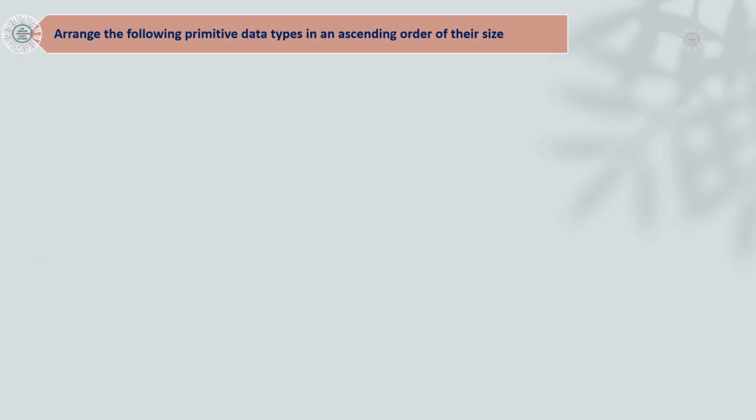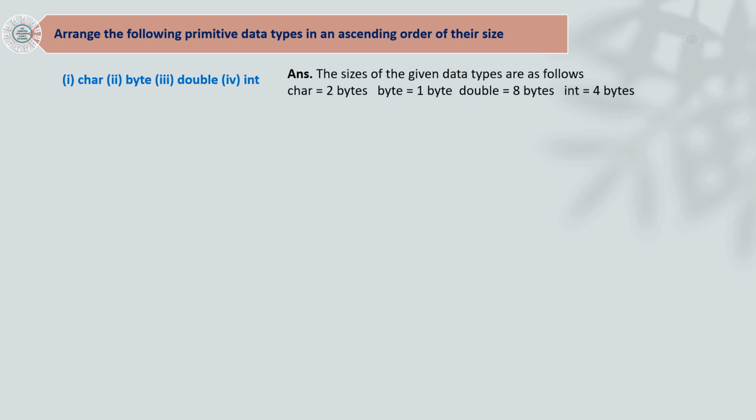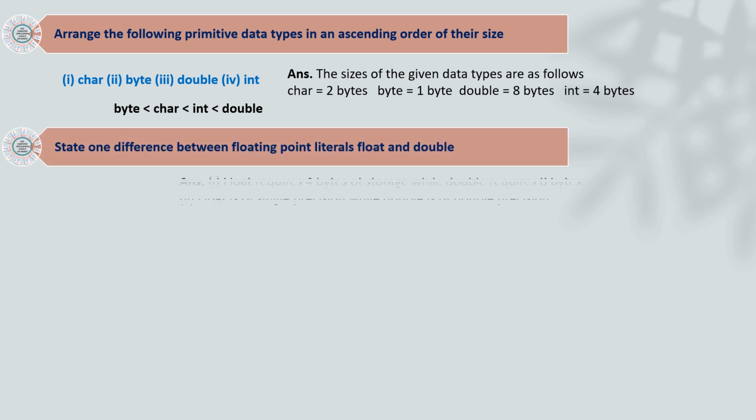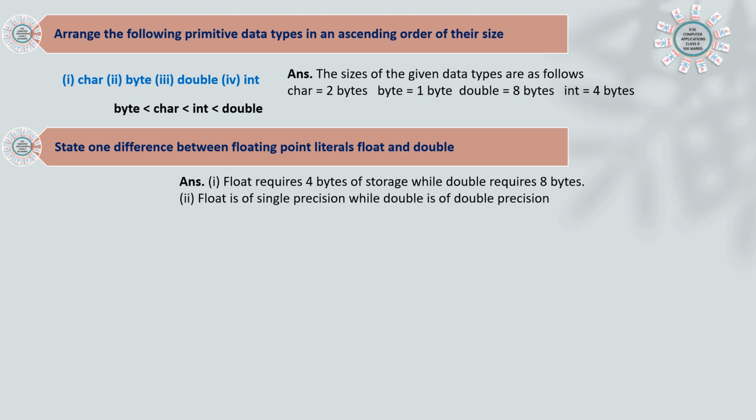And now coming to this type of question: arrange the following in ascending order. In this case, again, we should know the size in bytes. char, byte, double, int. So we can see here char is 2 bytes, byte is 1 byte, double is 8, and int is 4. So in ascending order, byte with 1 byte will come first, then char, then int, then double. So proper memory size you should learn. And difference between float and double. Here float is 4 bytes and double is 8 bytes. Float is single precision, double is double precision. And one more difference: float after the decimal point can store a maximum of 7 digits, and double after the decimal point can store up to 15 digits.